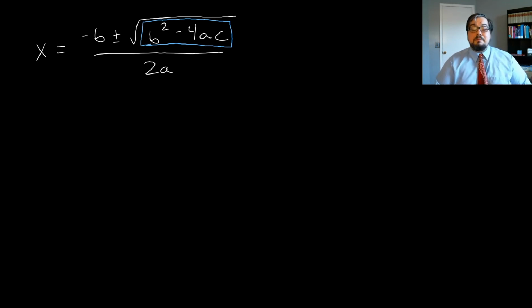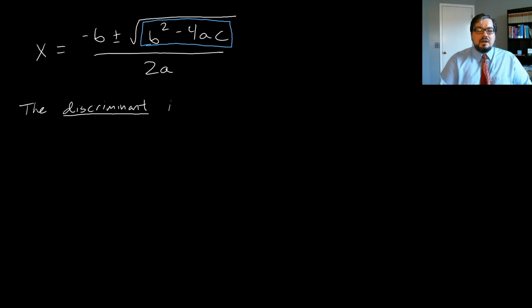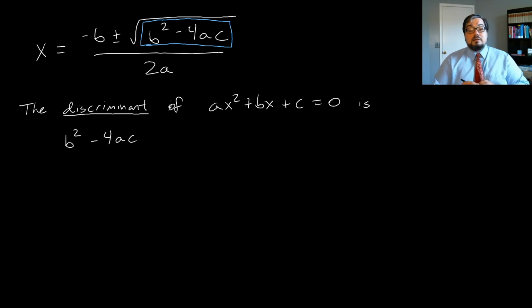Now, this is important enough that it actually has a name. We call it the discriminant. The discriminant of the equation ax squared plus bx plus c equals 0 is the number b squared minus 4ac, and that's it. So in particular, notice it doesn't include the square root. It's the stuff that goes inside the square root.